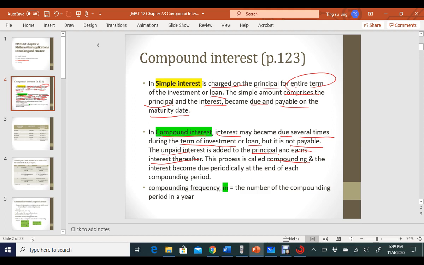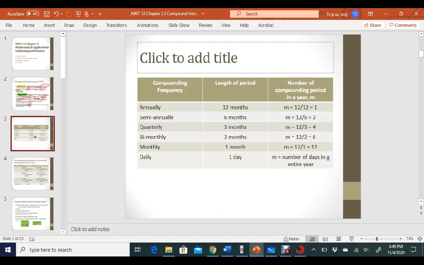So the most important thing is the compounding frequency, meaning how many times it has been compounded within the period of time. The most important thing is your M. Most likely questions will state annually, which means within 12 months, so per year, M will be once. Semi-annual, you divide by 2, so it means twice per year.